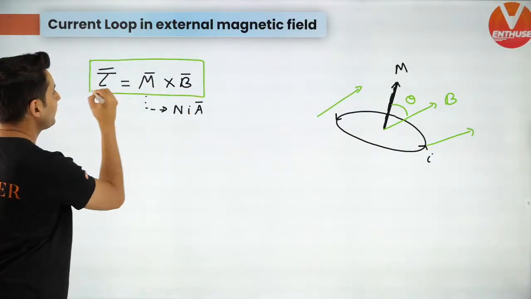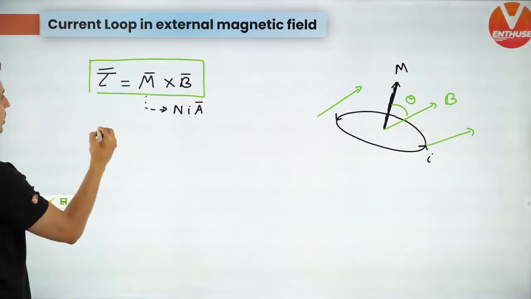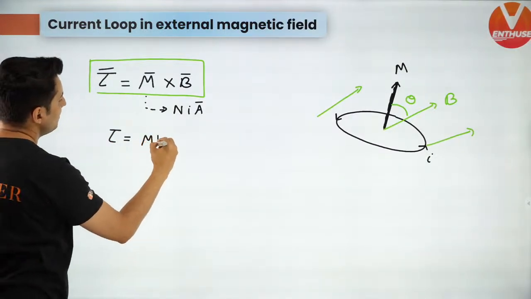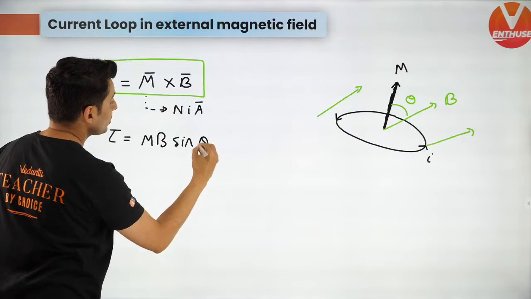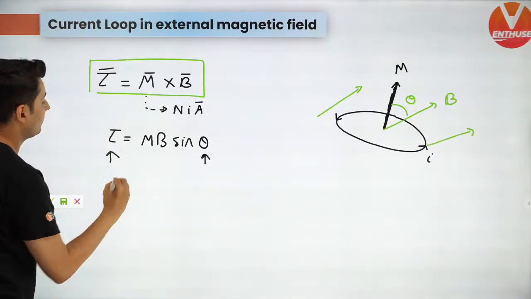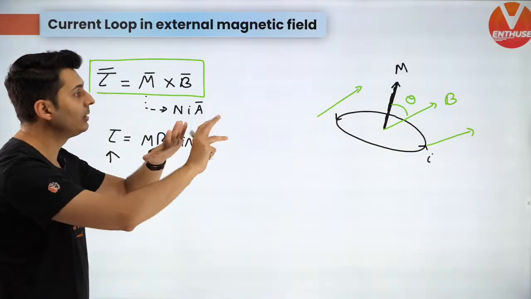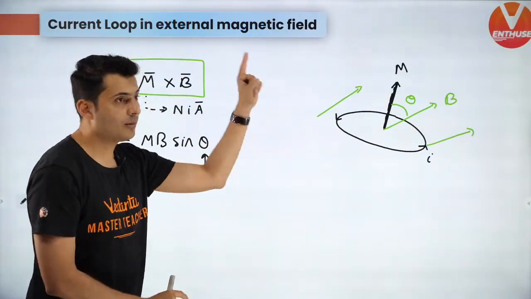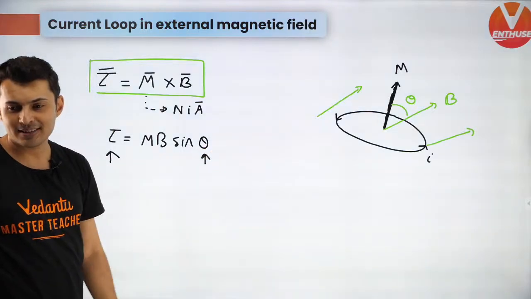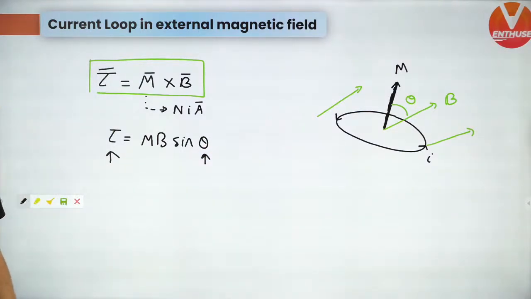Now you can see that since torque is M cross B, the magnitude will be MB sine theta. So if you change theta, even the torque will change. So you can see the torque will vary depending on the angle between the magnetic moment and the magnetic field. You can see that.